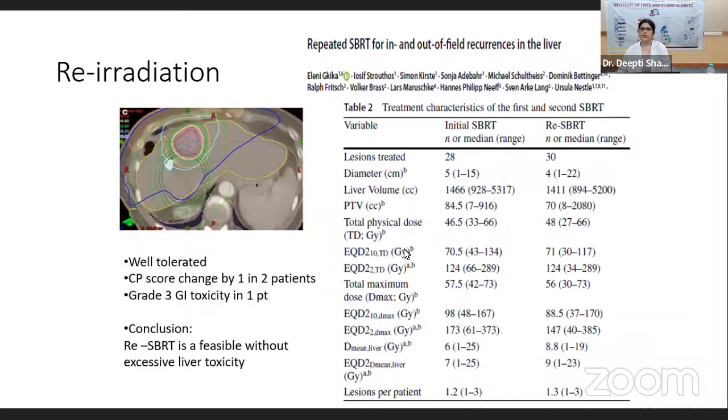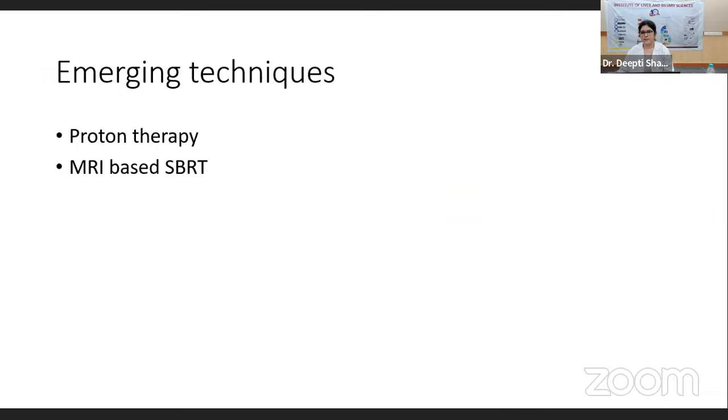So is there any role of re-radiation as well? When we have treated the patient, whether we can retreat the patient. So yes, we can retreat, and it is a feasible option without excessive liver toxicity in this paper as well. But it depends on the size of the tumor, the doses which were prescribed earlier, and the time interval in between the two. So emerging techniques are proton therapy and MRI-based SBRT.